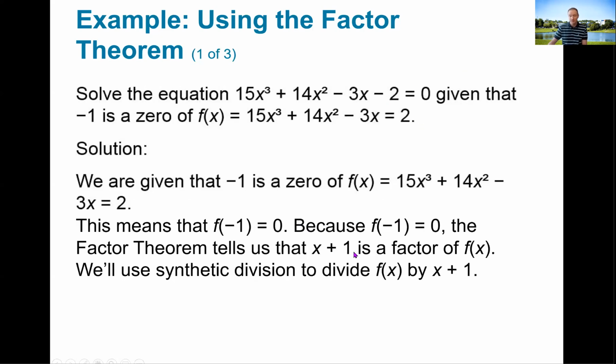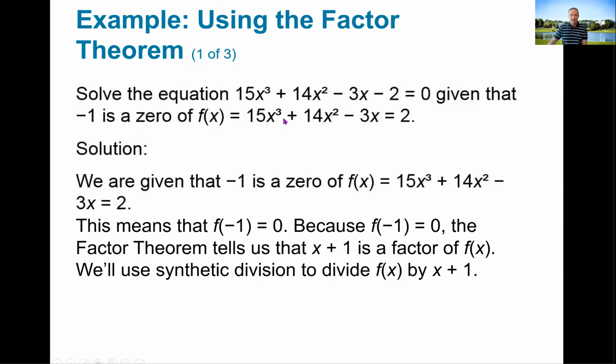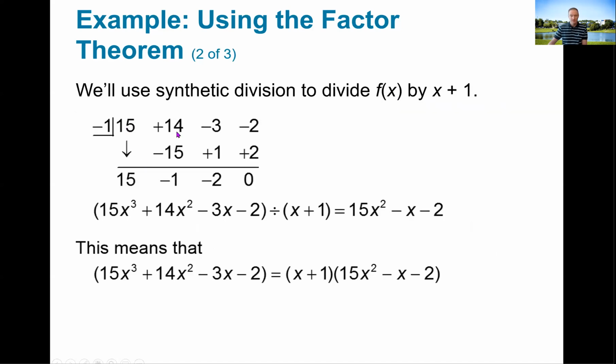If x plus 1 is a factor, then I have a 0 at -1. I use -1 in my synthetic division. My polynomial had coefficients of 15, 14, -3, and -2. That's where you see I got this from. We bring the 15 down. -1 times 15 is -15.